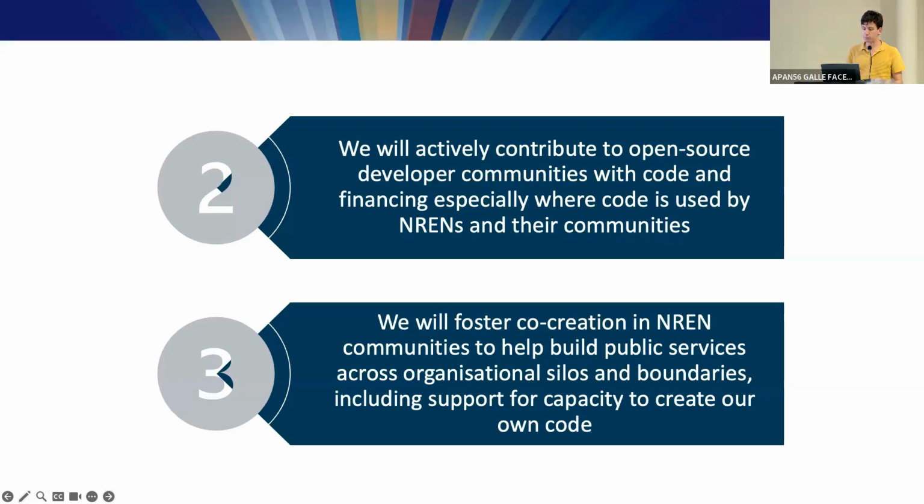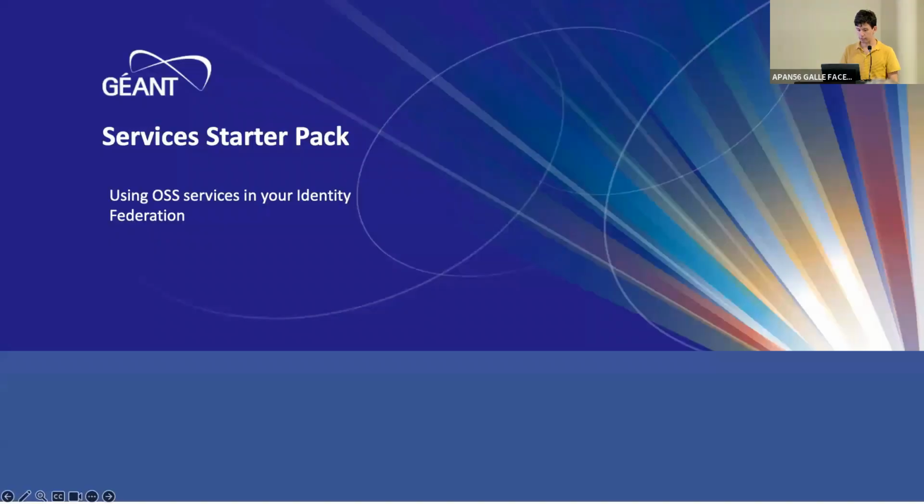And principle number three is we will foster co-creation in NREN communities to help build public services across organizational silos and boundaries, including support for capacity to create our own code. And this also fits nicely into the next couple of slides. Because I've been thinking about creating something called a services starter pack.